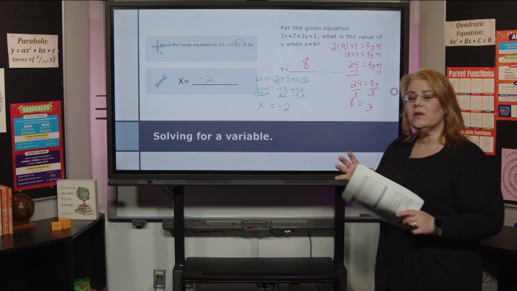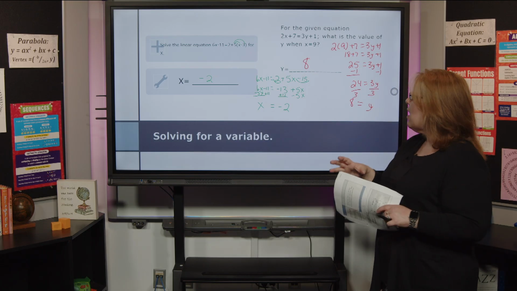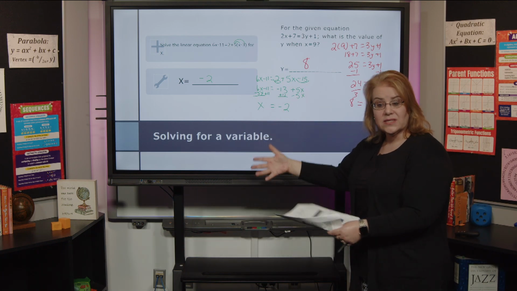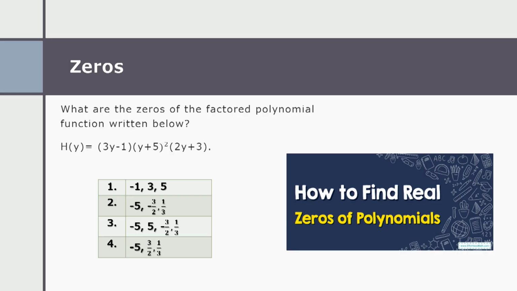Make sure that you are looking at how we get those variables by itself. Make sure that you're using opposite operation to go from one side of the equation to the other side of the equation. Good job. All right, here we go. Zeros. How to find real zeros of polynomials.